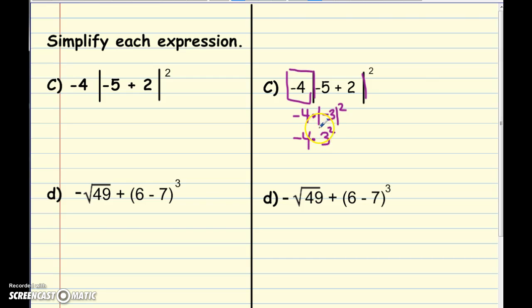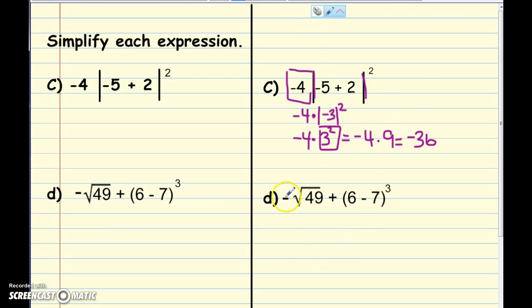And now, just like the previous page, we have to do 3 squared, which we just got done talking about is 9. And then I need to do -4 times 9. And a positive times a negative is a negative. So the answer to this one is -36. So last example, and then we will move on to our summary.